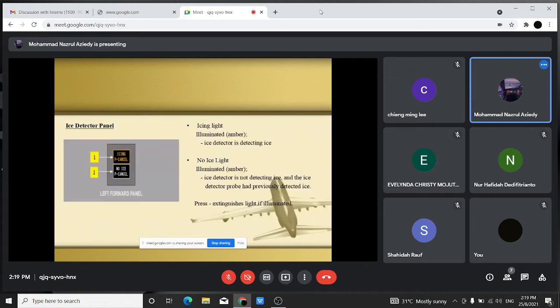This is the ice detector panel. If it is illuminated, it means the ice detector has detected ice. Number two, it is the no ice light. If it is illuminated, it means the ice detector is not detecting any ice. So in order to extinguish the lights, you need to push the button. So far, do you guys have any questions?